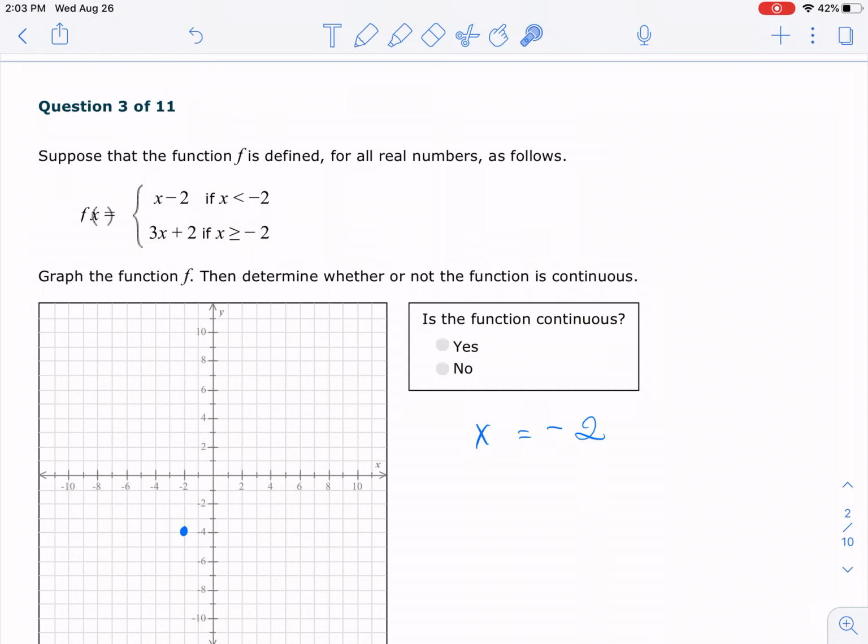Okay, you can try plotting some points. How about I try x equals negative 3. When x equals negative 3, f of negative 3 is going to be negative 5. So it's right here. And you see the slope is just 1, right? So it's going to be like this. We have a straight line like that.